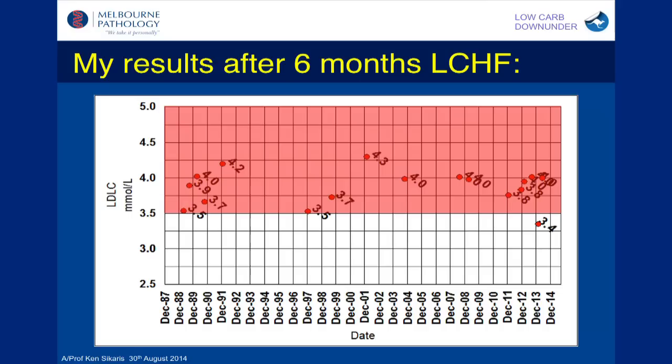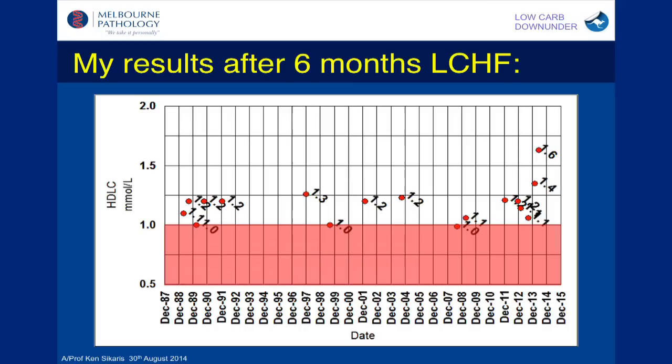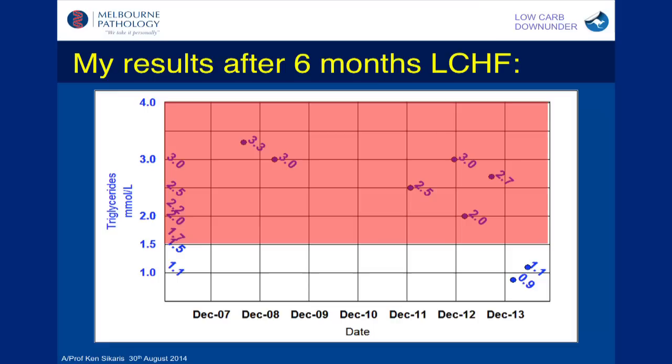My HDL, which has always been under 1.2, is now 1.6 - this was probably a lab error - and every doctor in the audience knows that is impossible to do with any of our current therapies, and you can do it with LCHF. And then my triglycerides, which were telling me I'm 100% small dense LDL, are now 0.9, 1.1, so I know there's hardly any small dense LDL there.